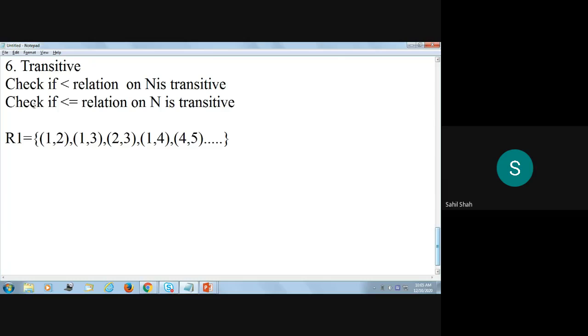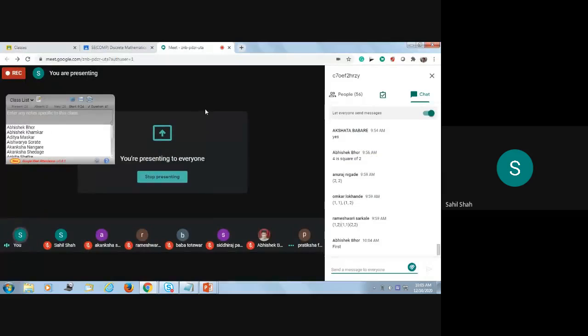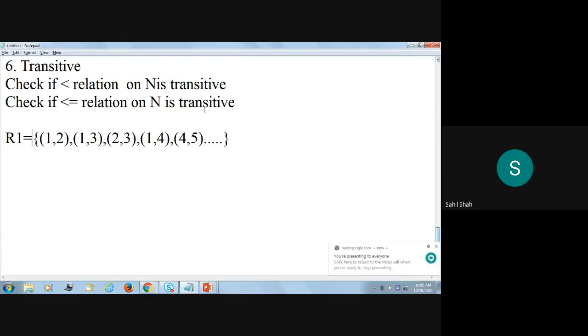In a similar manner, the less than or equal to relation is also transitive. You can cross check both of the relations. Both will be transitive. What is R2? In R2 I am having less than or equal to, so I will have self loops as well.